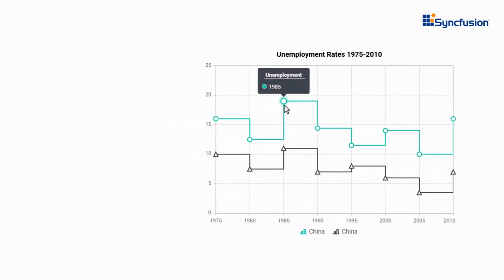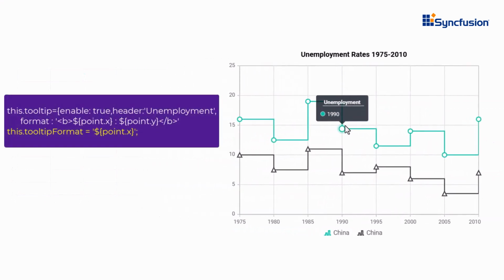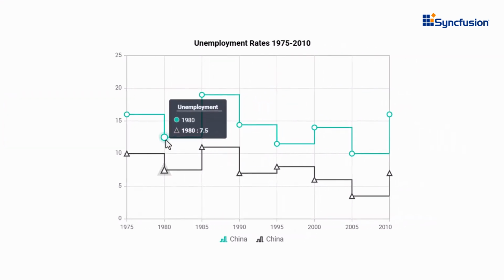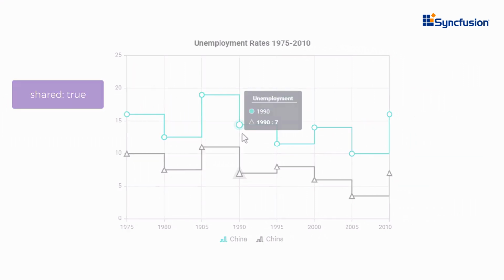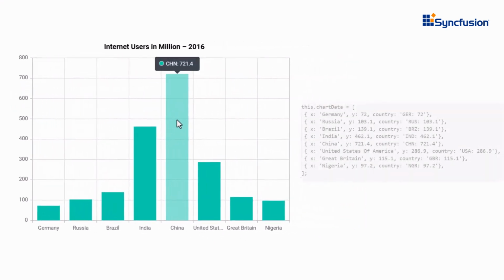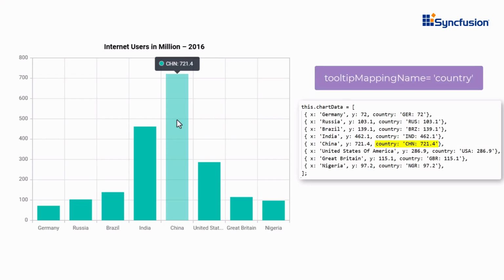You can even apply individual tooltip formats so each series can display values in its own style. And if you want all series values shown together, simply set the shared property to true. To show additional information from your data source directly in the tooltip, use the tooltip mapping name property.